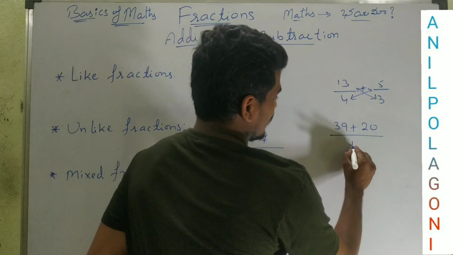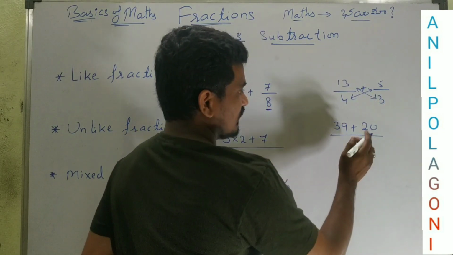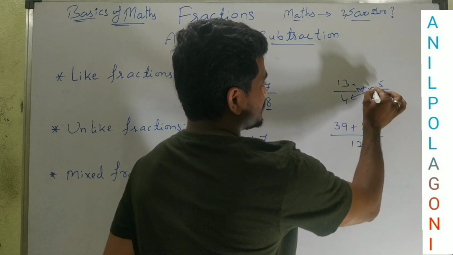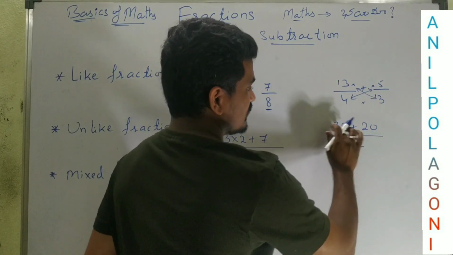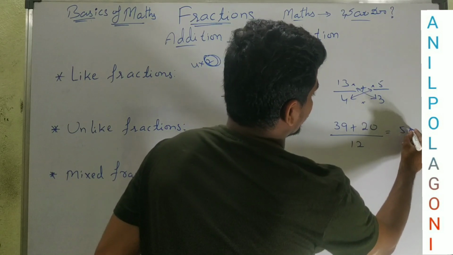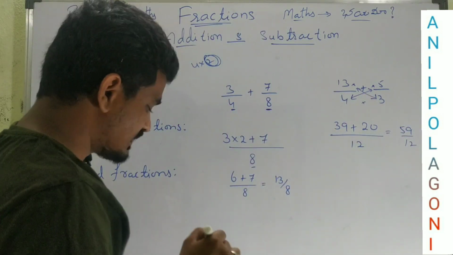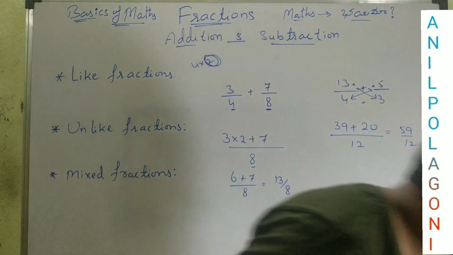4 3s are 12. Understood? The multiplication of these two numbers, and of these two numbers, and of the denominators. So what can we get here? 59 by 12 we can get here.